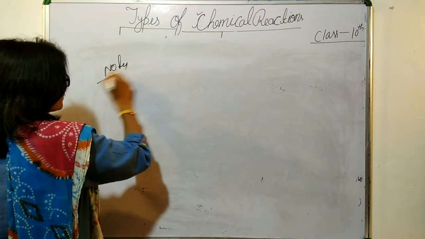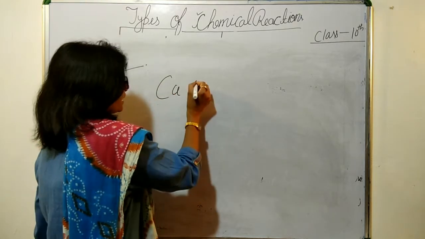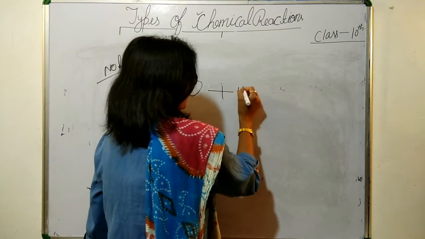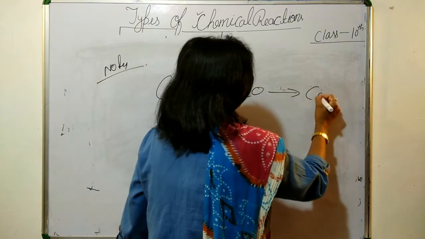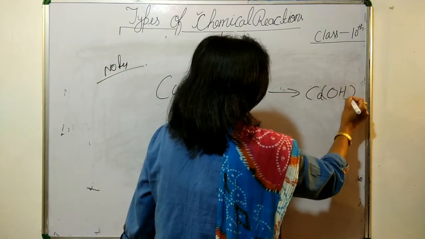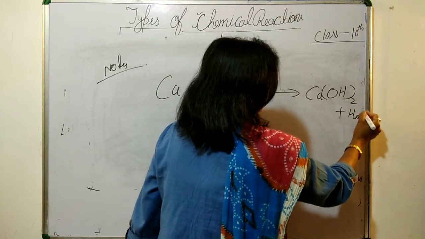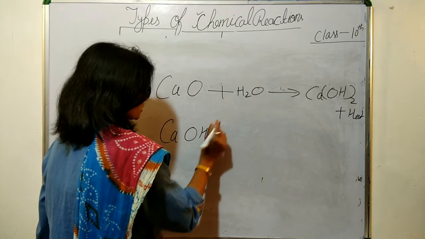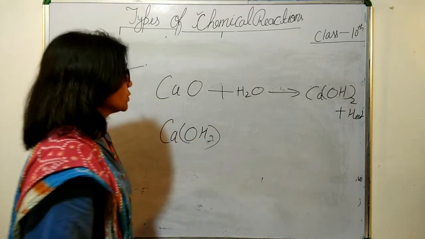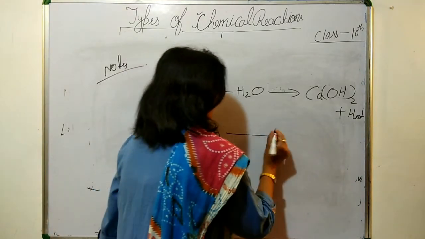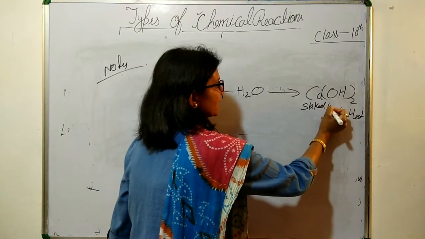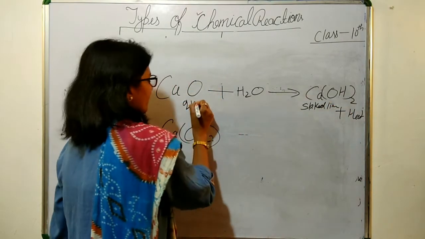Quicklime, when it reacts with water, forms slaked lime, Ca(OH)2, with a large amount of heat. This Ca(OH)2 is your slaked lime, and it is formed from quicklime.